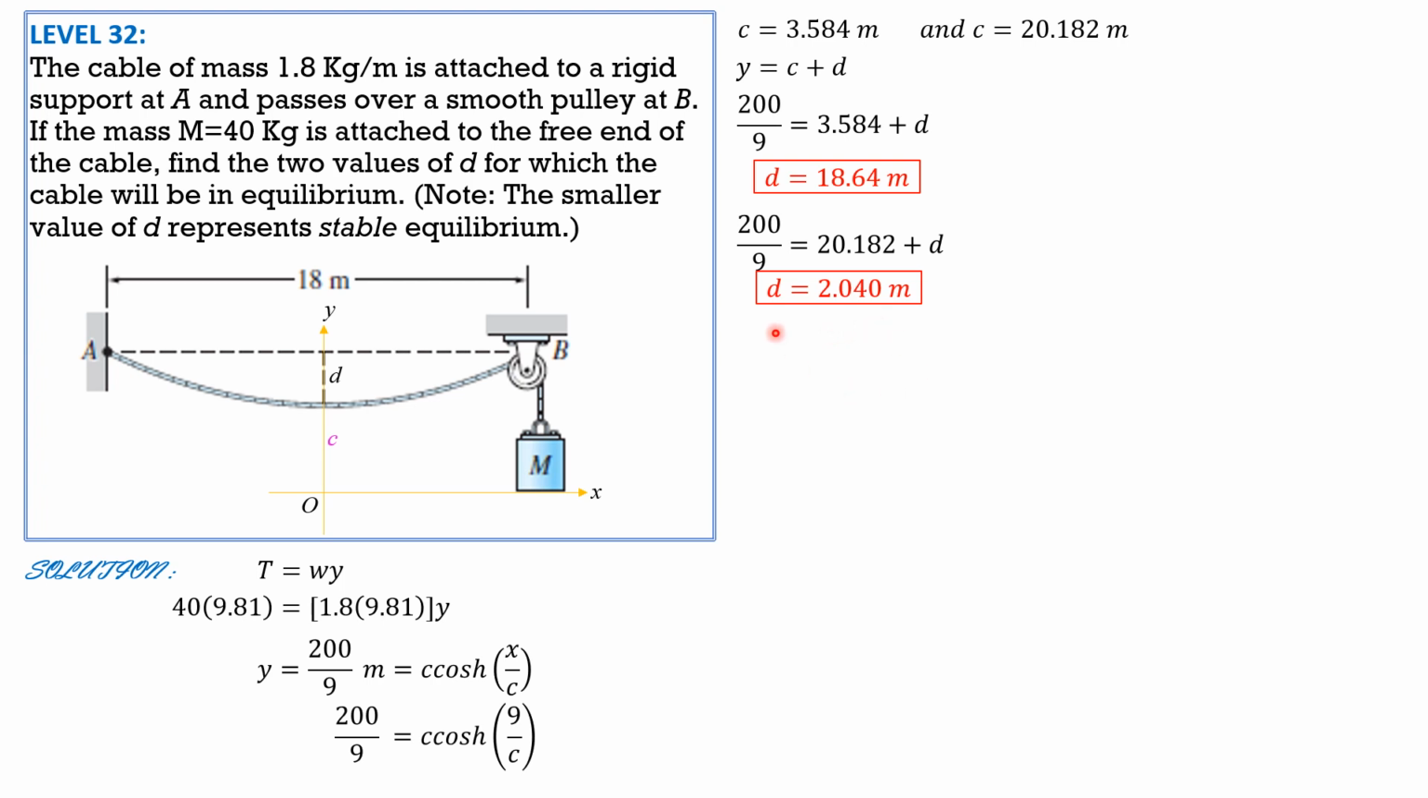So this lower value, as stated here, represents the stable equilibrium condition. Now, in your part, since the sag, especially for this smaller value here, try to treat this as parabolic cable, but only for this lower value here.